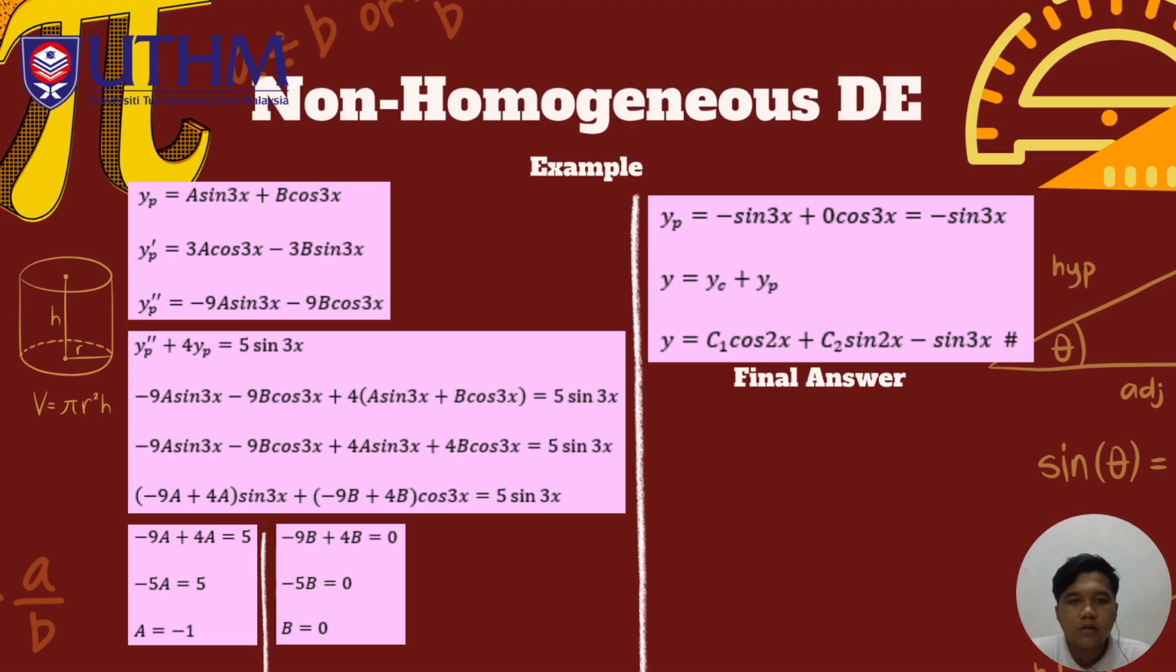Next, we insert the values of a and b into the yp equation. After that, we use the formula y is equal to yc plus yp. We insert all the yc and yp we obtained, and that is the final answer, which is y is equal to c1 cos 2x plus c2 sin 2x minus sin 3x.